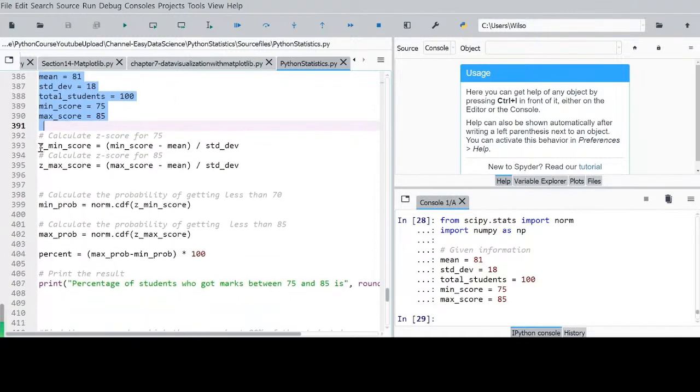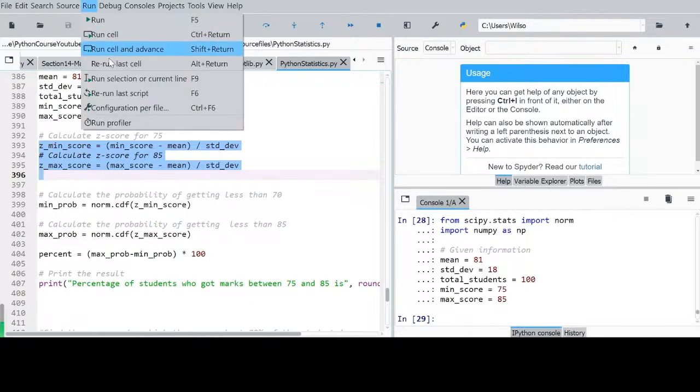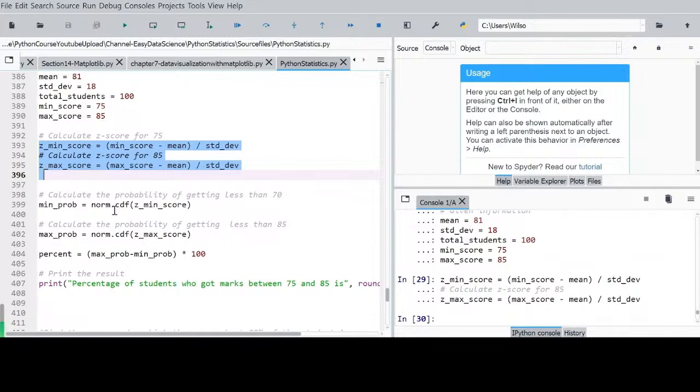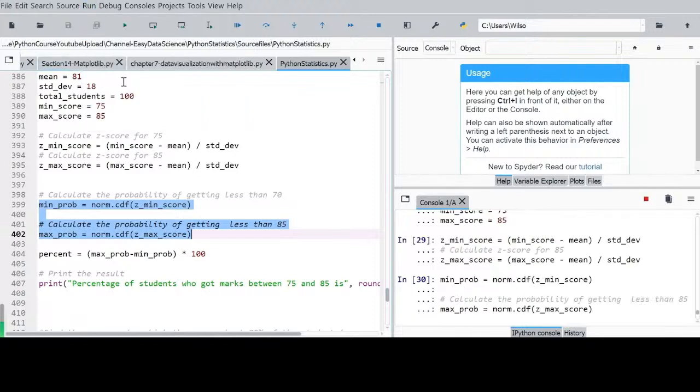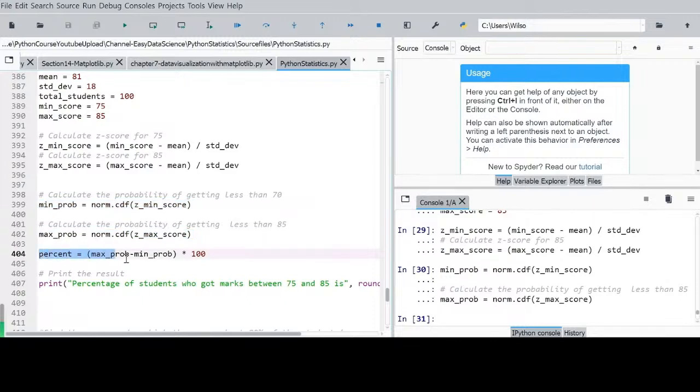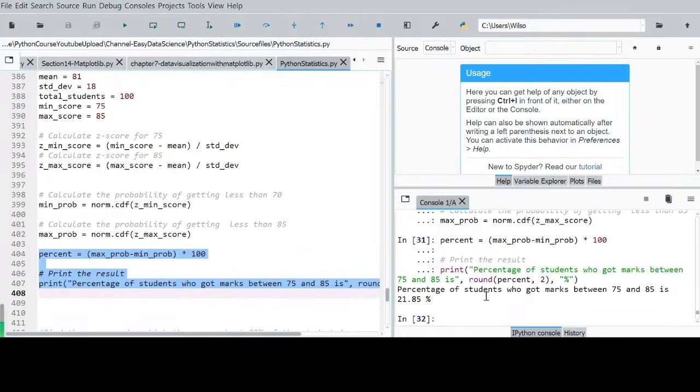Then, similar to the previous examples, we first transform these two scores to the z value, the so-called z minimum score and maximum score. Then we use the norm CDF function to calculate the cumulative probability associated with these two scores. Next, we calculate the difference between these two, then multiply by 100 to get the percent value. So about 21% of the students have scores between 75 and 85.